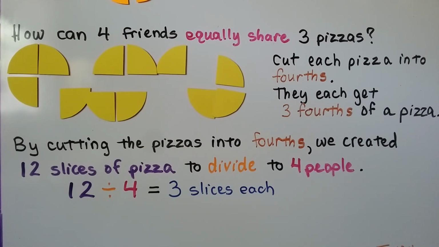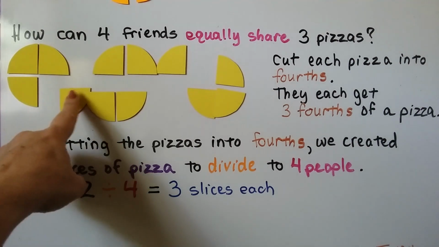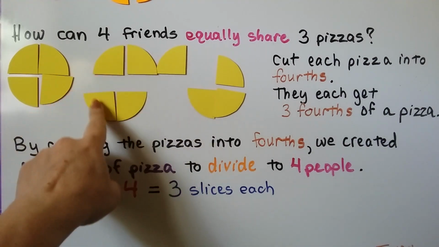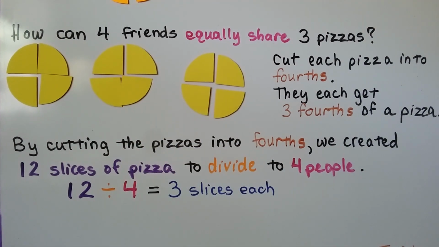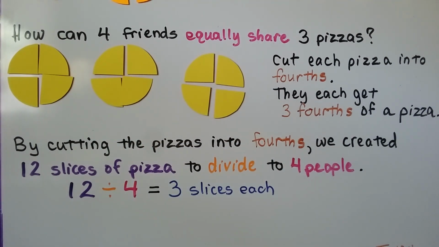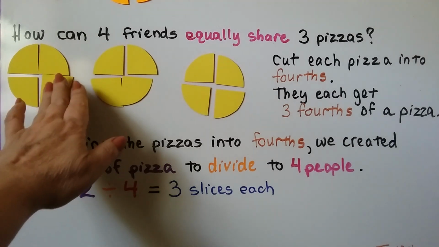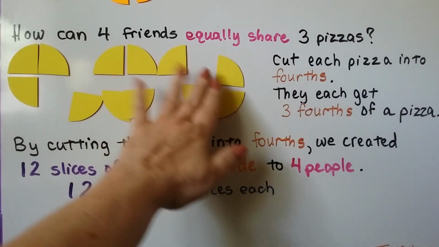By cutting the pizza into fourths, we created 12 slices of pizza. We have 4, 5, 6, 7, 8, 9, 10, 11, 12. We need to divide it to 4 people, and 12 divided by 4 is equal to 3 slices each. They would each get 3 slices. See?